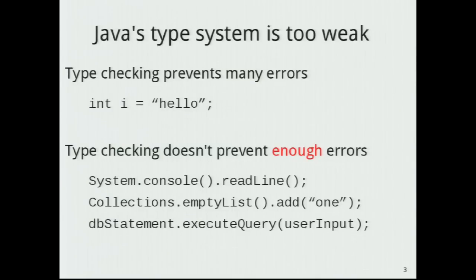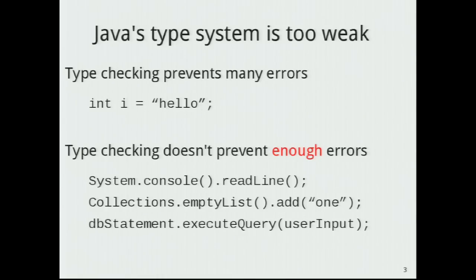So the fundamental problem here is that Java's type system is too weak. It's great, but it doesn't do enough for you. It prevents all sorts of boneheaded errors like assigning a string, "hello", into an integer. But there's all sorts of code that you can compile cleanly, and then it will fail at runtime.